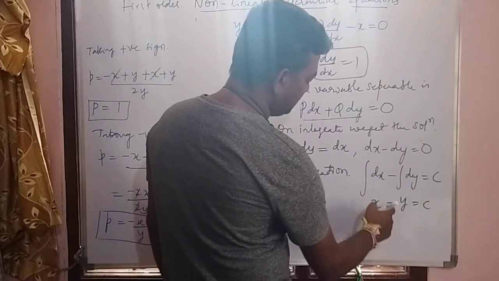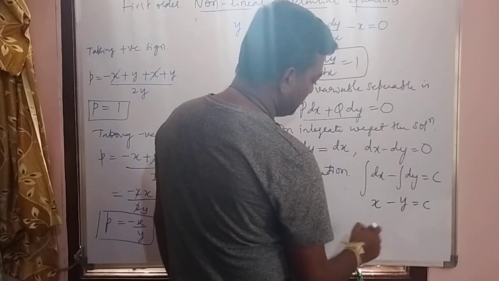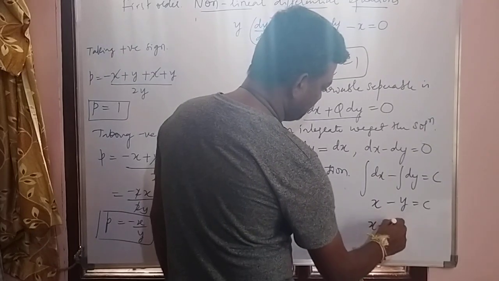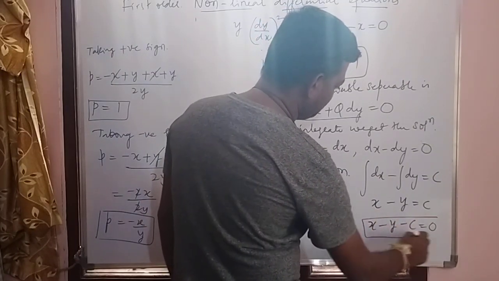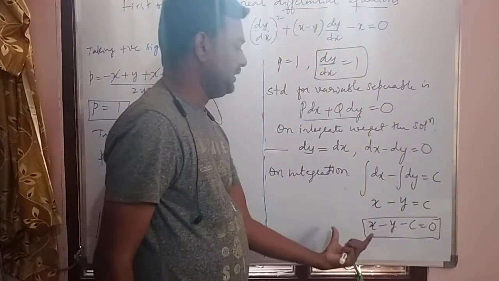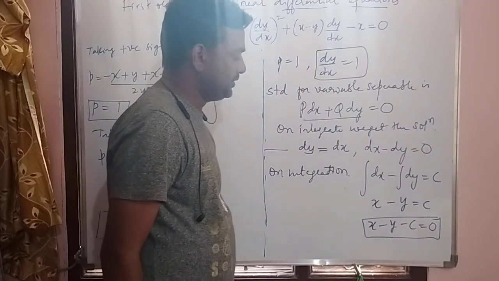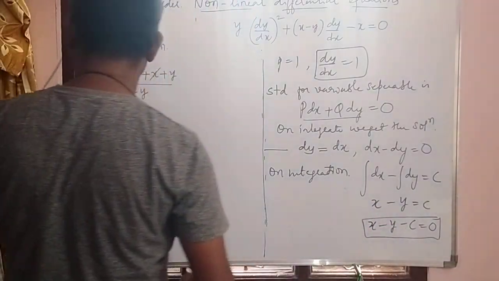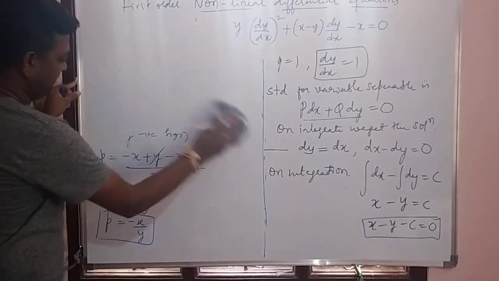So we need to express it in implicit notation, sorry, not explicit notation. That is, we need to write all terms on the left side and make it equal to 0, that is x minus y minus c equal to 0. So we have solved one equation. Next we will go for solving the second equation, students.